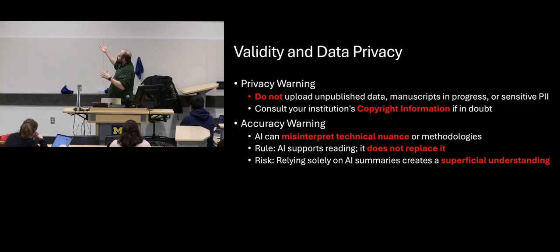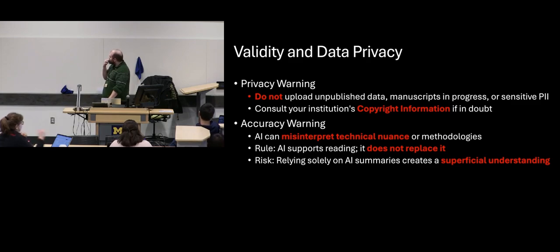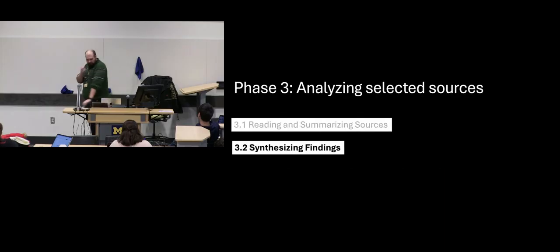I recommend actually uploading your own work and seeing. That'll give you a good sense that the big picture is usually pretty good, and then the finer details can sometimes get lost. So the rule that comes out of this is that it supports your reading. It's not going to replace it, right? You're not going to upload a source and get a perfectly accurate description of it. It's just not possible to synthesize that much information into a single summary. But you have the responsibility to go through that. And my point here is that if you just rely on the AI, you're going to get a superficial understanding rather than an in-depth one, which for academics is probably not where we want to be.